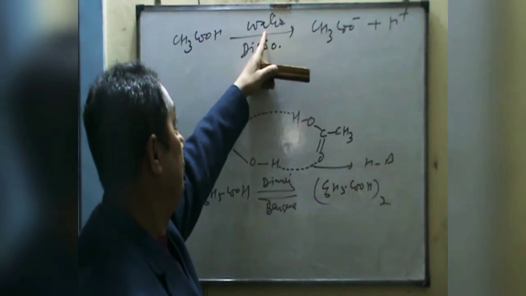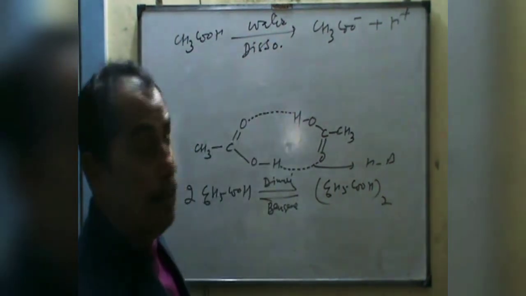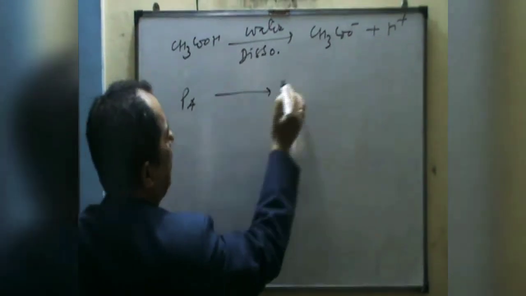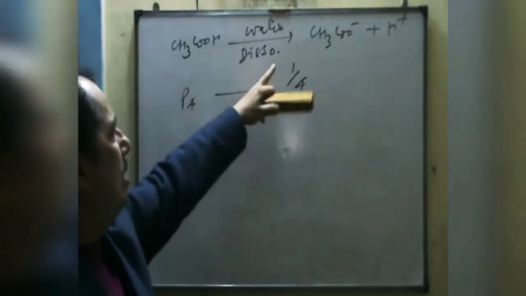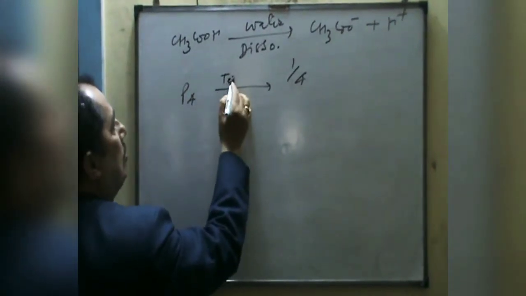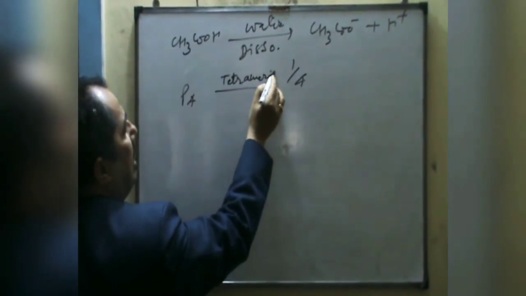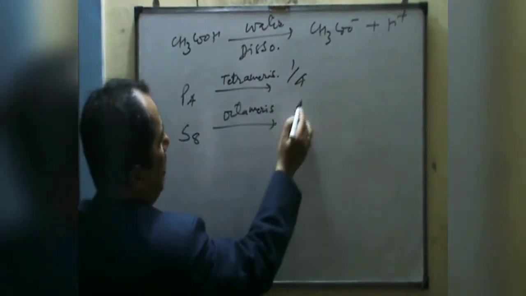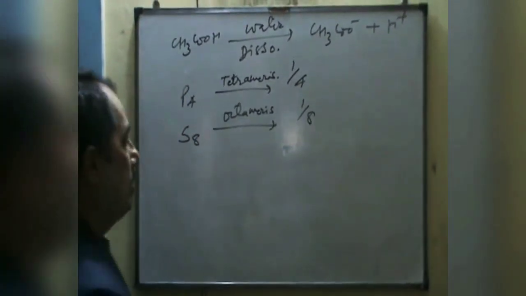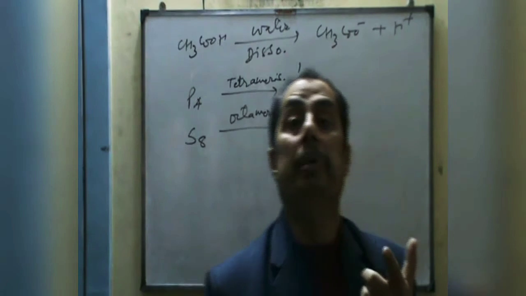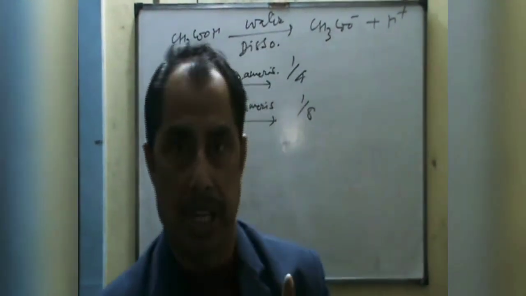Because you see, the solvent medium here is water. So there is dissociation and association. Like, I give you another example, P4, which undergoes association to form 1 by 4. Four particles reduce to one, so association takes place, tetramerization. Sulphur, S8, undergoes octamerization, 1 by 8. The colligative property must be affected, because some particles undergo dissociation and some undergo association.